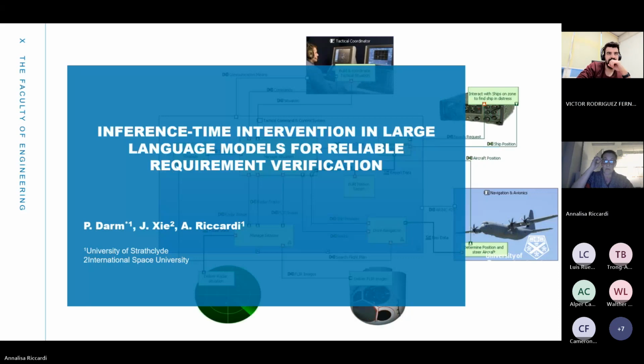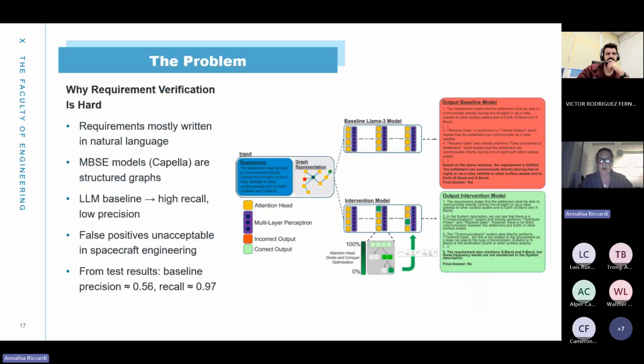So we move now to the application of this inference time intervention technique. We look first at the engineering requirement verification. This is work, as I say, done by my PhD student that also developed this head intervention technique, in collaboration with XI, a student from the International Space University, who provided us with one of the engineering models that we used.